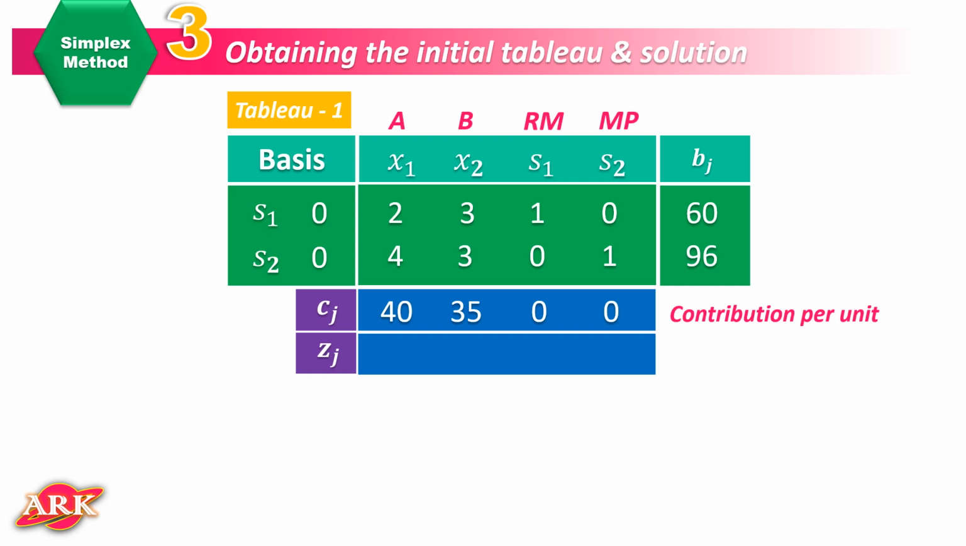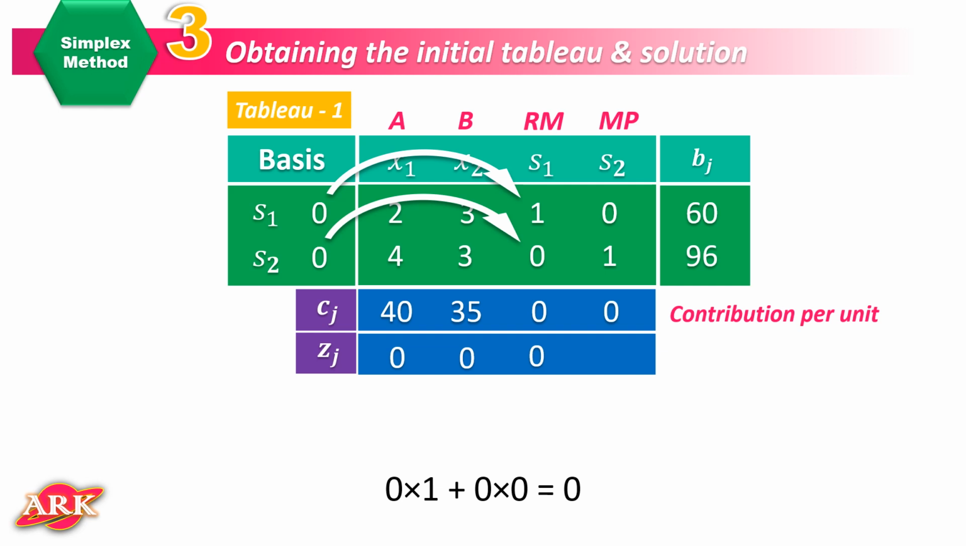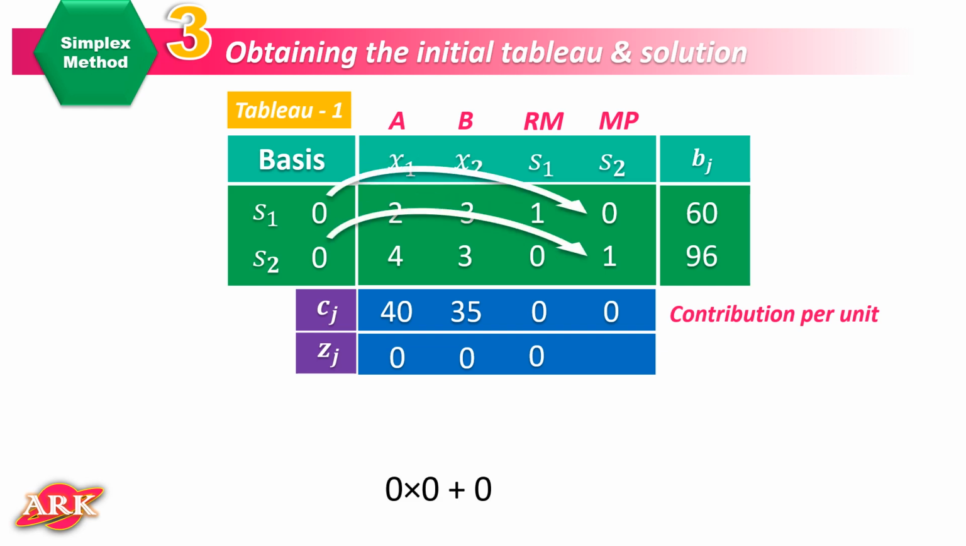Let's calculate Zj. Zj can be derived by multiplying the coefficients of basis variables with the coefficients of all the variables and adding the results. Let's see how it works. 0 into 2 plus 0 into 4 gives us 0. Similarly, 0 into 3 plus 0 into 3 gives us 0, and 0 into 1 plus 0 into 0 gives 0, and 0 into 0 plus 0 into 1 gives 0.